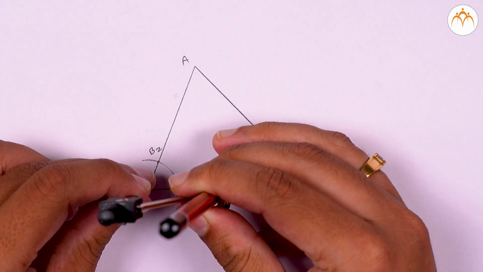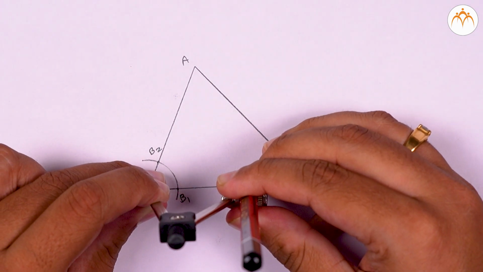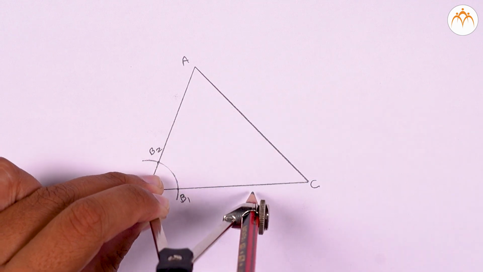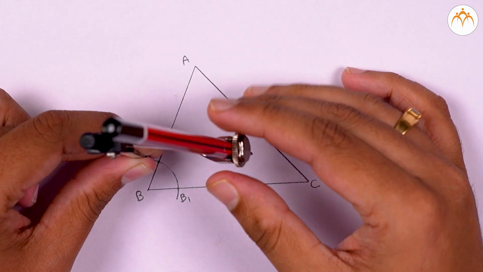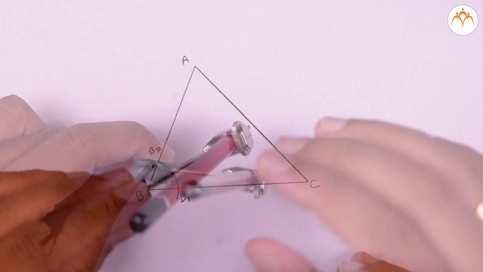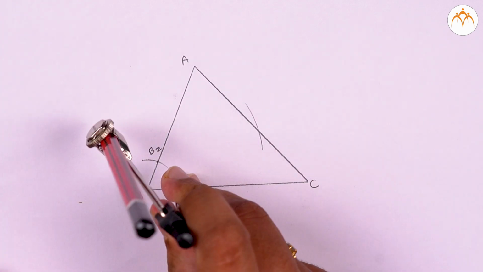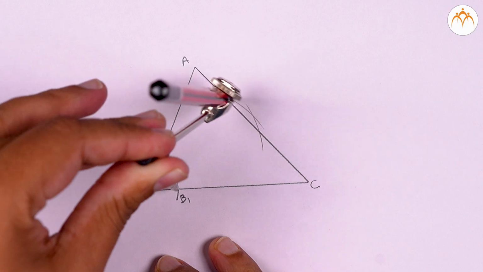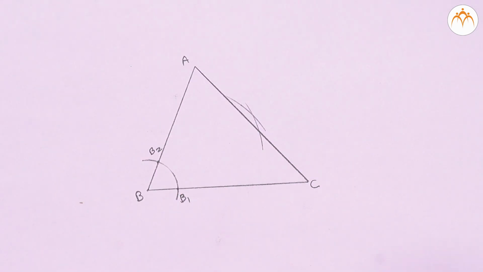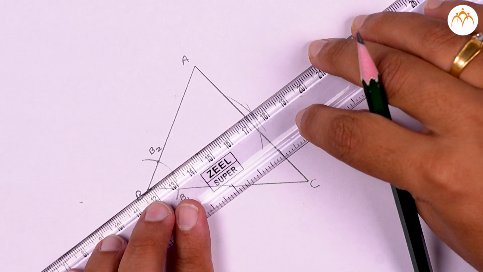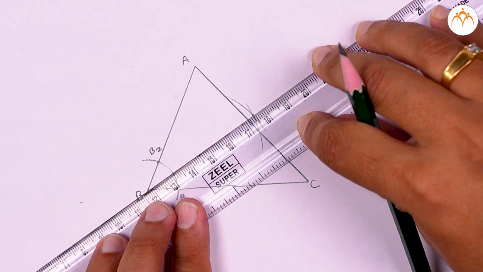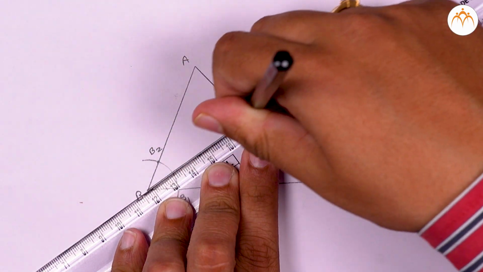Taking a distance greater than half of BC, let's draw an arc from B2. Keeping the same distance, let's draw another arc from B1 intersecting the previous arc. Mark their intersection point prominently. Draw a ray joining B and this intersection point. This is the angle bisector of angle B.